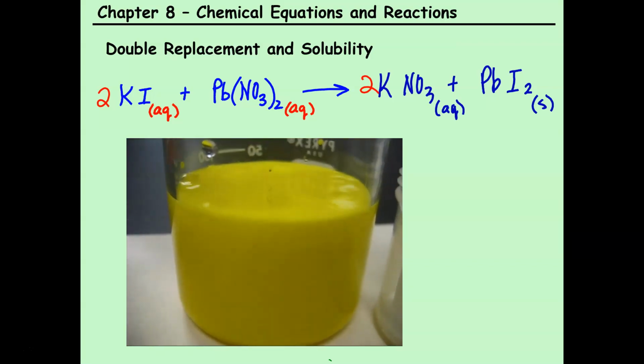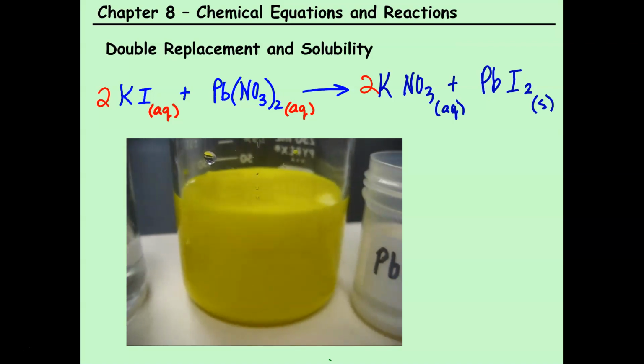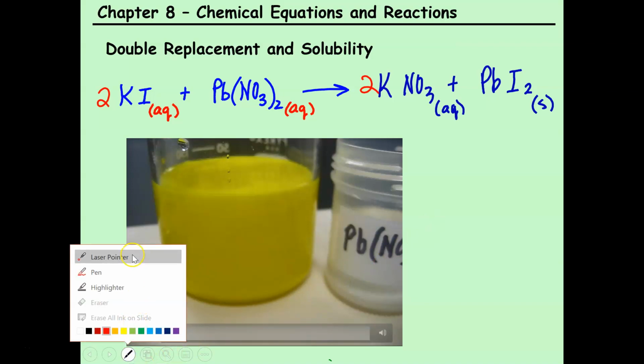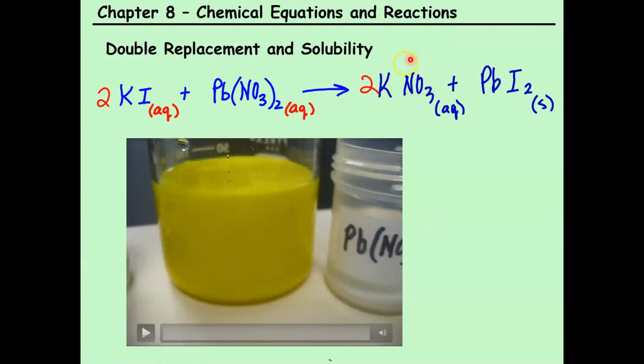whoa, it turns yellow. All right, it turns yellow. So that's indicative that a chemical reaction has happened. If we get bubbles or fizz or color change or heat or something like that, then a reaction has occurred. So definitely we have a reaction happening. Now, if we were to let this sit overnight, the yellow stuff will probably sink to the bottom, kind of like silt in the bottom of a pond. And that would be a solid. If you look at the reaction, notice that potassium nitrate says aqueous and the lead iodide says solid.